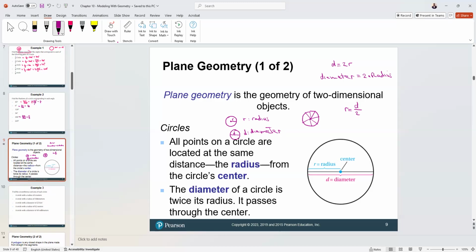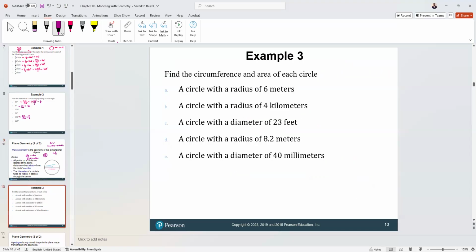So the diameter of a circle is twice its radius, which means the diameter is the distance across the circle on a line passing through the center. You need to make sure it goes through the center.